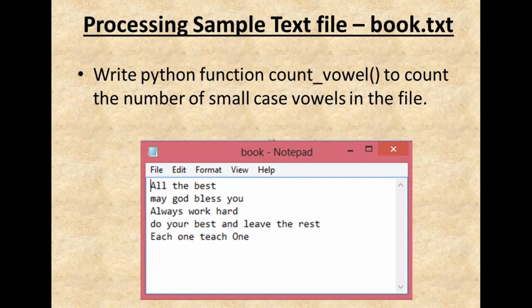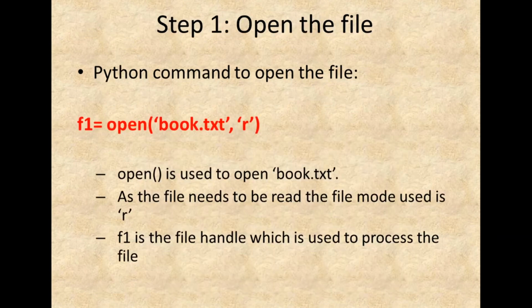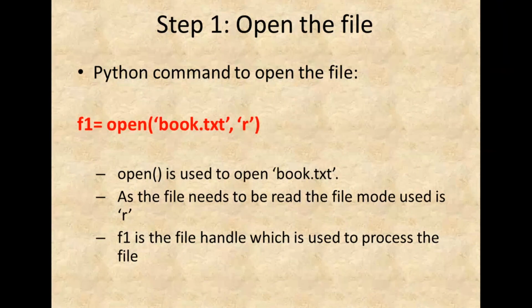Once we decide in which way we are going to process, whether we are going to read from the file or write into the file, we specify the file mode. So the very first step is opening of the file. If the question says you have to write into the file, the mode has to be W. If you have to add some content to the existing file, then the mode is append mode.